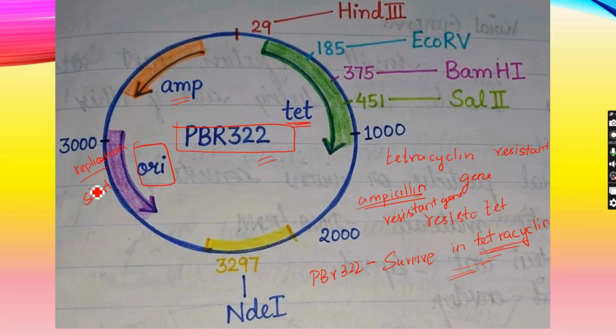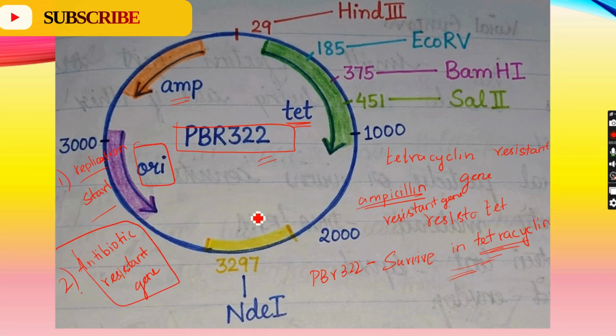As we said, one is the replication start site to be present for the plasmid, and another is going to be an antibiotic resistance gene that can be ampicillin or tetracycline. So these are the genes to be present in the plasmid, which are helpful for the bacteria, where the antibiotic resistance gene makes it survive even in the antibiotics.